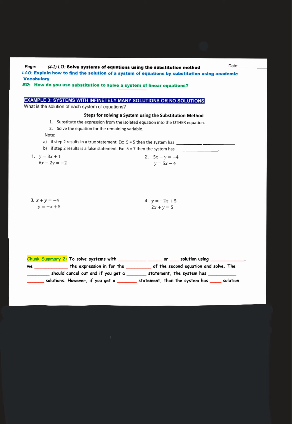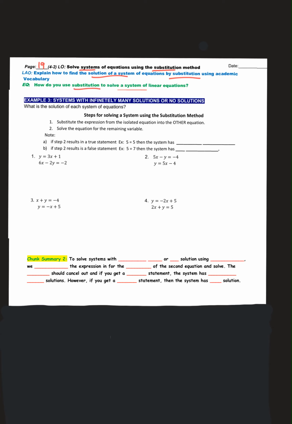Just a recall of yesterday's learning objective. It's to solve systems of equations using the substitution method. And again, this is still a continuation of page 19 for those of you using Interactive Notebook in my class. Our language acquisition objective is to explain how to find a solution of a system of equations by substitution using academic vocabulary. And then our essential question is, how do we use substitution to solve a system of linear equations?